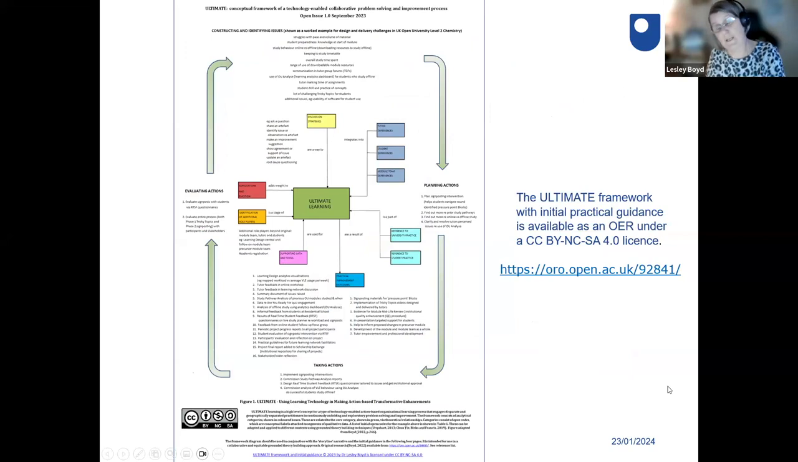And then eventually, and this takes quite a bit of working through, you come out with a whole integrated framework. And this is it. It's called ULTIMATE, and it stands for Using Learning Technology in Making Action-Based Transformative Enhancements. Okay. So it's the ultimate framework, and this is here eventually. And in the middle, this is something called my core concept or core category.